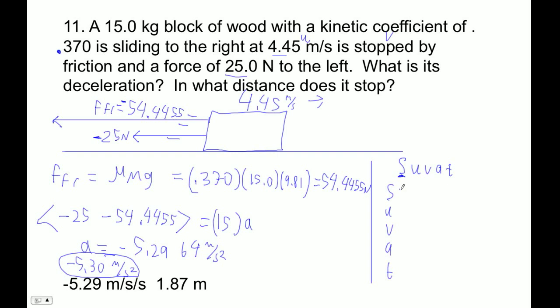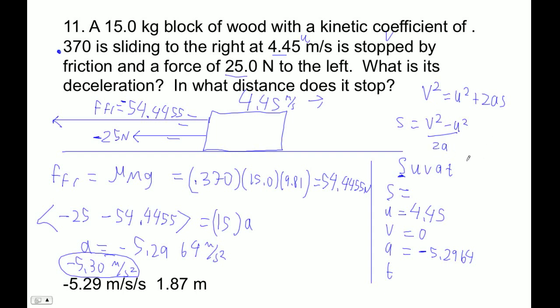So our displacement, we don't know. Initial velocity is 4.45. Final is 0. Acceleration is negative 5.2964. And now we just solve for it. My choice would be to use our friend v squared is u squared plus 2as, right? So s is equal to v squared minus u squared over 2a.